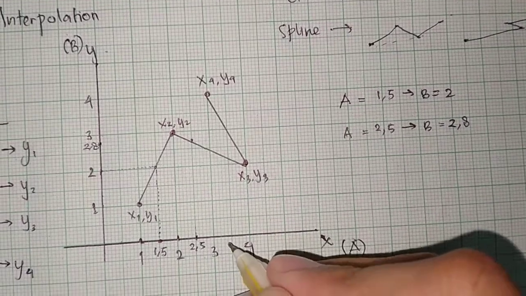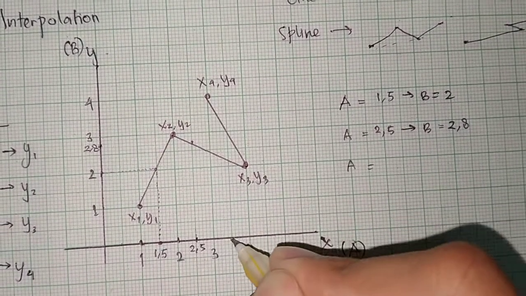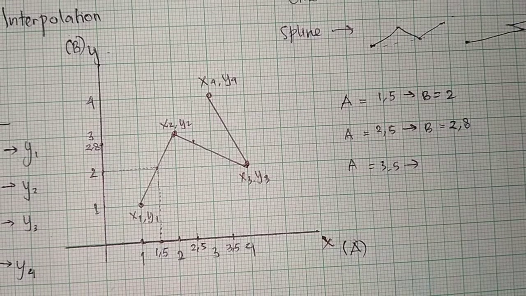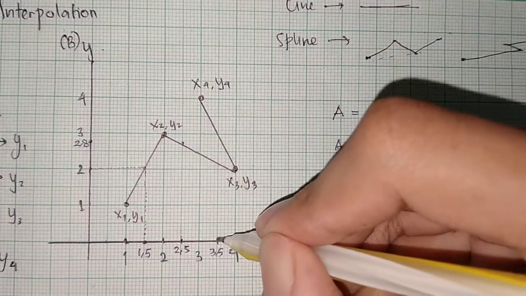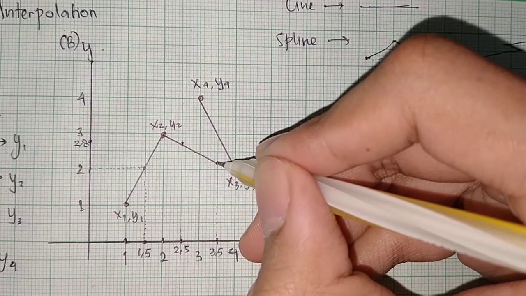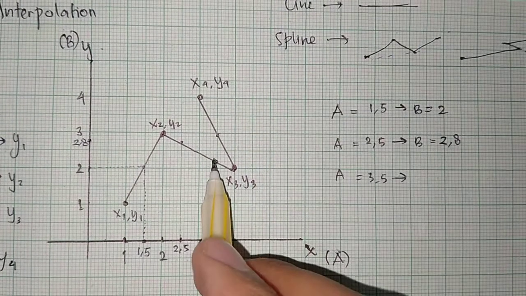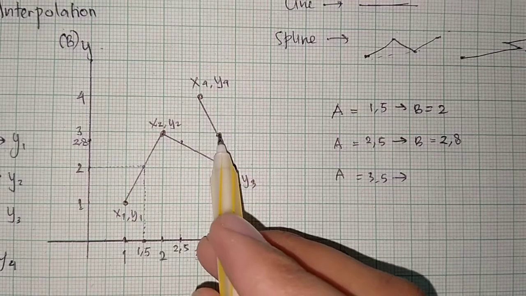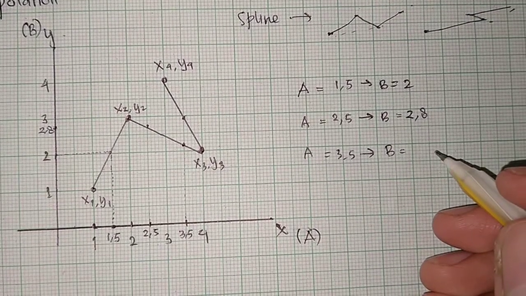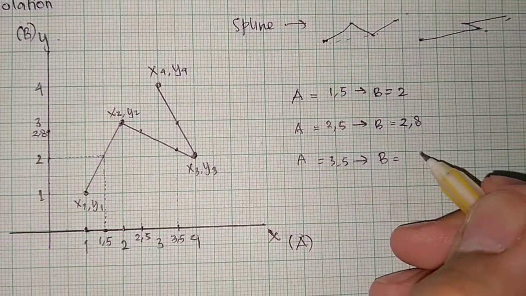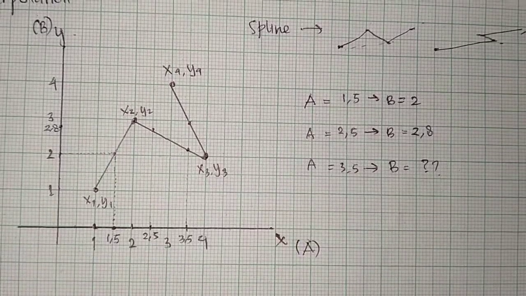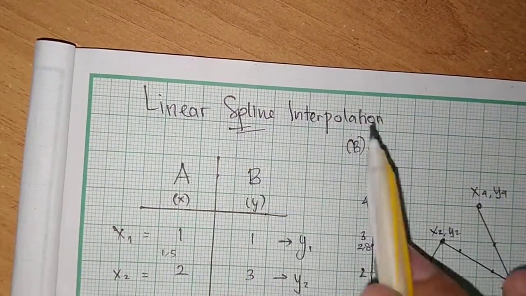Now let's say we want to find the value of p when a is 3.5. Let's do the same thing again. 3.5. We have a line here, but we also have a line here. So which one is the correct one? This or this? This is confusing. We don't have enough information, we don't have a good approximation or good interpolation, because we have two values. This is why we are going to do linear spline interpolation.